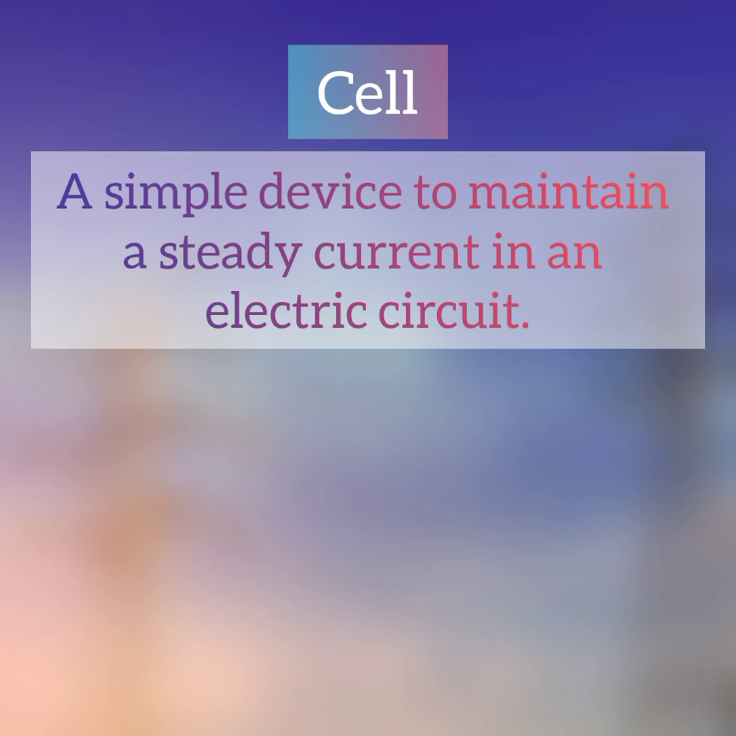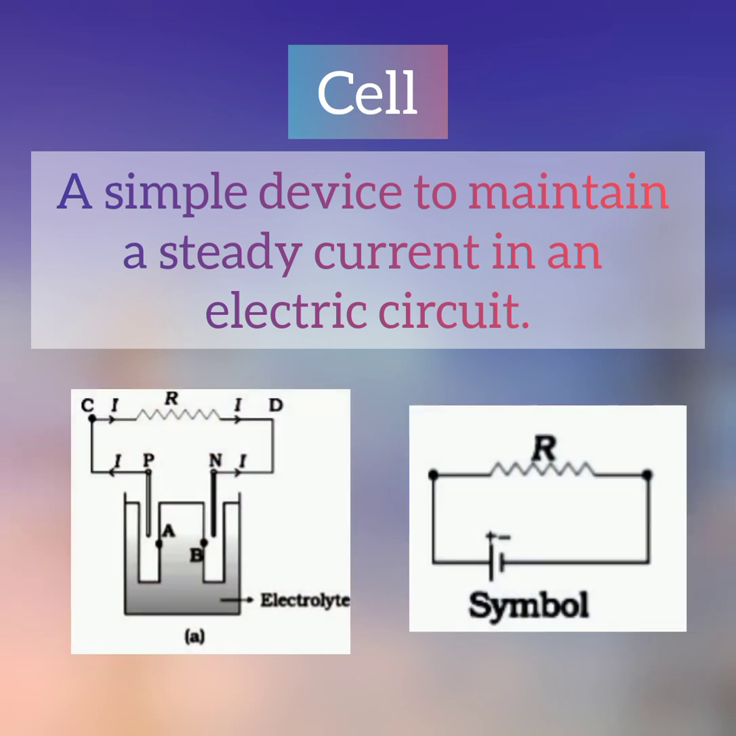A cell, a simple device to maintain a steady current in an electric circuit, is called an electrolytic cell. Usually, a cell has two electrodes: one is the positive electrode, and the other is the negative electrode. The positive electrode has a potential difference V plus, which is greater than 0, between itself and the electrolytic solution. The negative electrode develops a negative potential V minus, which is also greater than or equal to 0, between the electrolyte and itself.